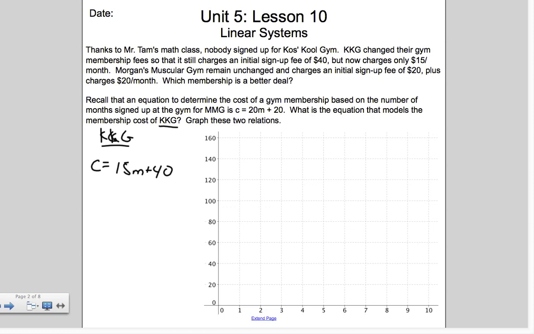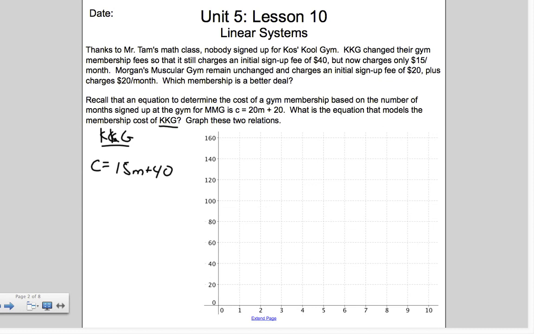So what I want you to do is on this graph, I want you to graph these two equations. Okay? So the first one we want to graph is mortgage. So take that, graph how you think you need to. I'm going to do it up here, I'm going to do both of them.